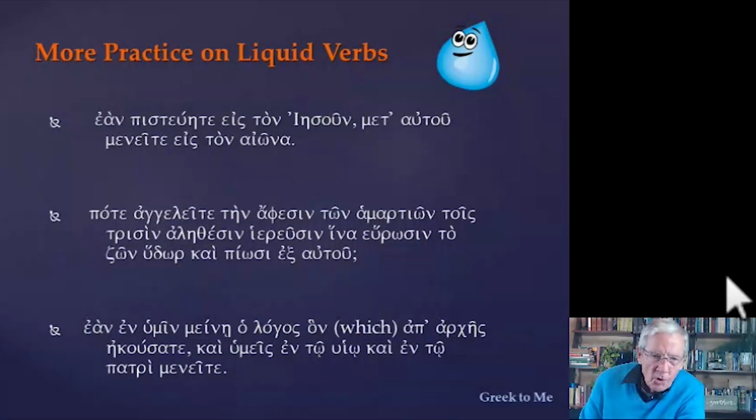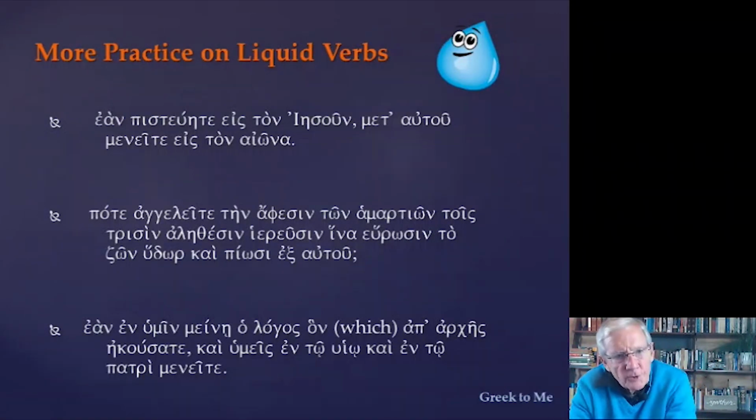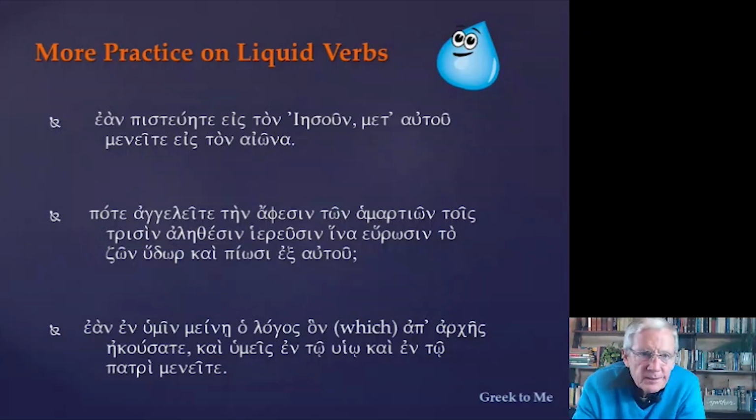And a couple more, you do your practice, and then we'll compare. All right, the first one, ean pisteuete. If you should believe in Jesus, and then you have your verb, meneite, future, active, indicative, second person plural. You will abide or remain with him, eis ton aiona, into the age or forever.